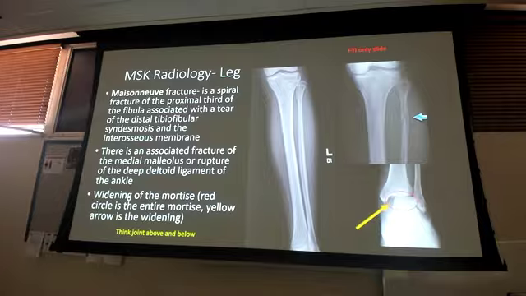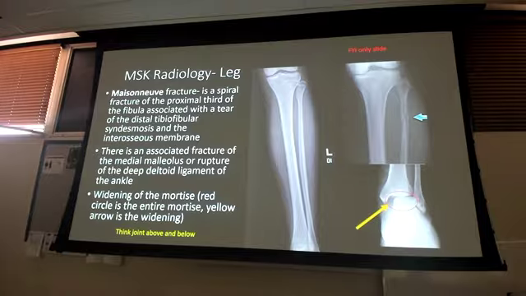Why do I show this to you? We're going to look at a mortise joint in the ankle. Most of the time, you're going to be ordering, potentially, just an ankle x-ray. If you get an ankle x-ray with widening of the medial area of the mortise joint, or mortise, depending on how you say it, you're not done. Make sure you get the upper part of the leg to make sure you're not missing a fibular fracture in the proximal third.